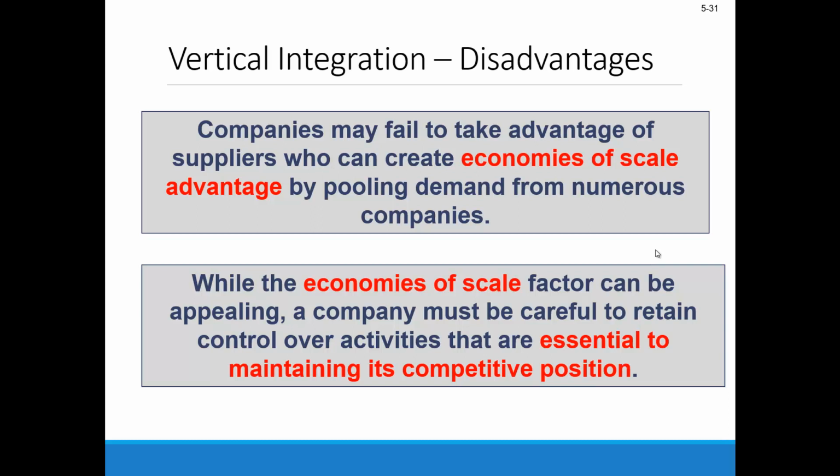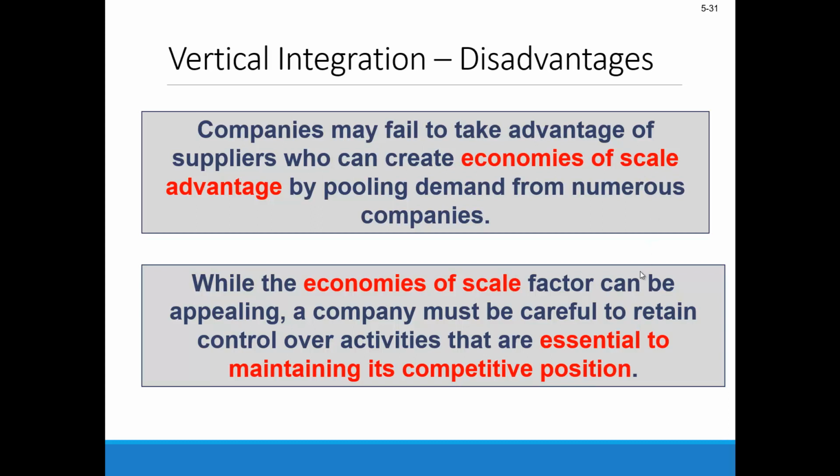Some potential disadvantages, though, are that companies might fail to take advantage of suppliers who can create economies of scale by pooling demand from a whole bunch of different companies. So to my automobile example, if GM and Ford and Toyota and Subaru and Volkswagen all want to buy a particular type of transmission, an automatic transmission with the tap shift and whatnot, they might go to a company like ZF, whose entire business is building transmissions for a whole bunch of different automobiles. ZF is going to have economies of scale because that's their entire purpose for existence. They're only making transmissions. They can probably do it better, cheaper, and faster.